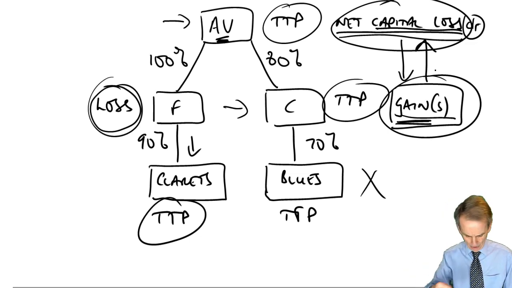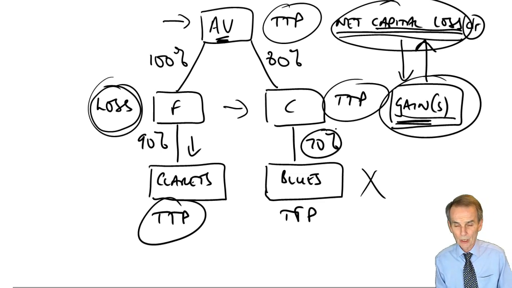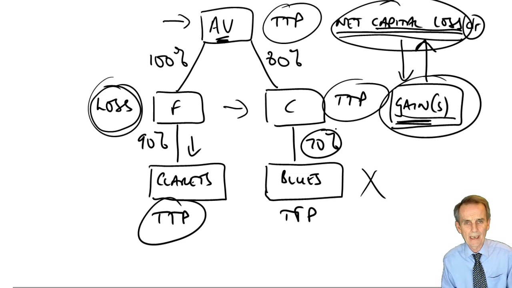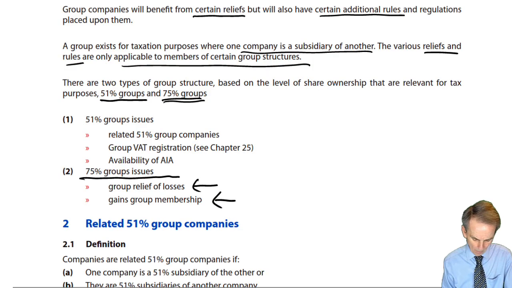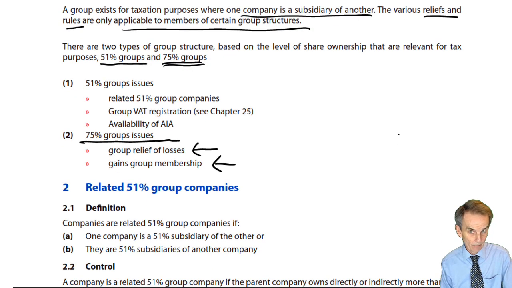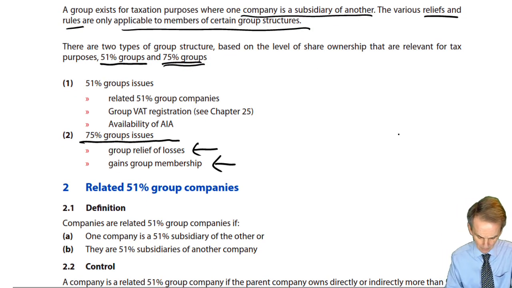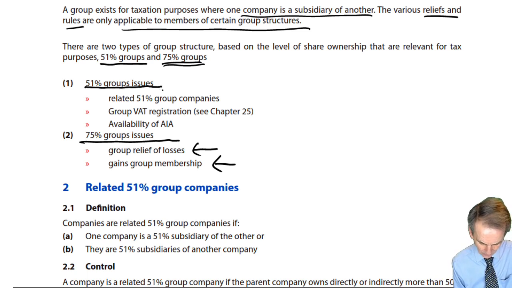If we drop down a notch, like C only had 70% of blues, so blues could not be within a 75% group company with any of the other members of the AV group of companies. If we drop it down to 51%, which of course we would have in the case of blues there, then we look at 51% group issues.